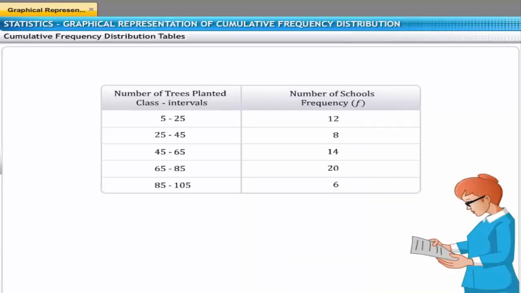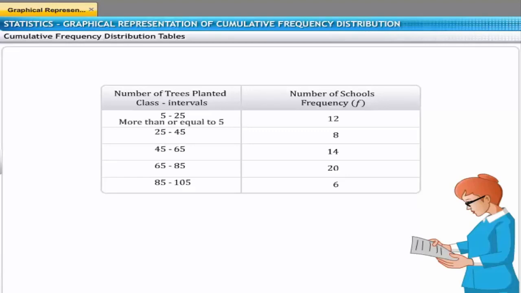Can we represent this data graphically? Yes, we can. Recall that you have learned to represent grouped data using bar graphs, histograms, or frequency polygons. Let's see another way of representing this data.